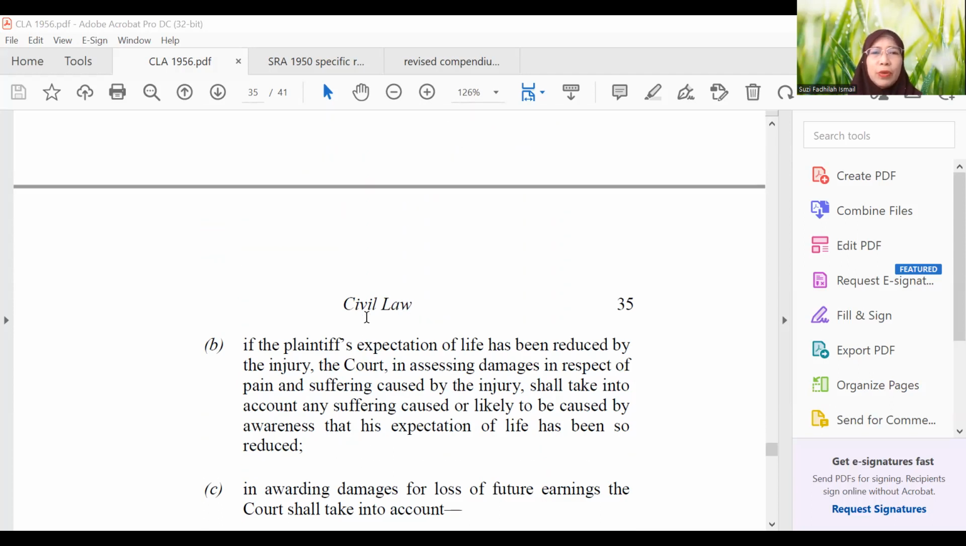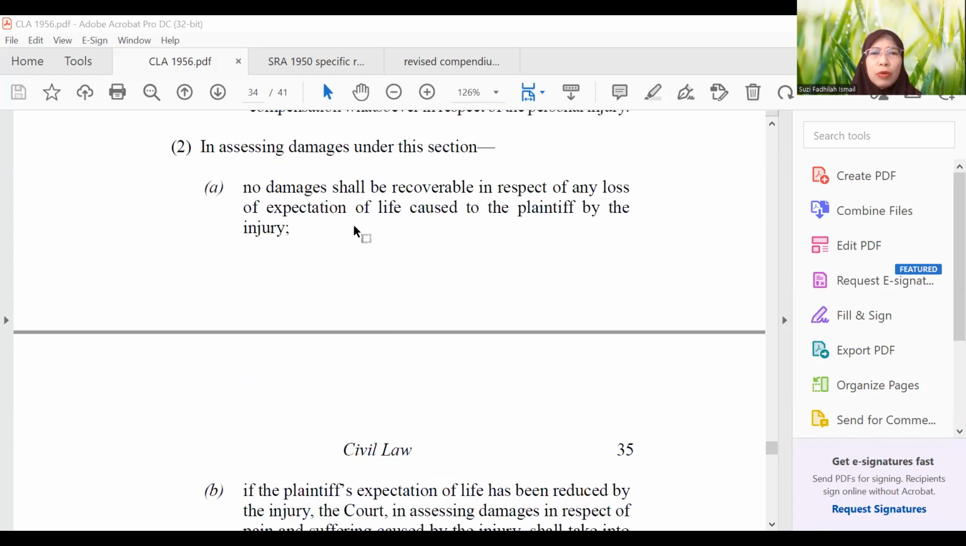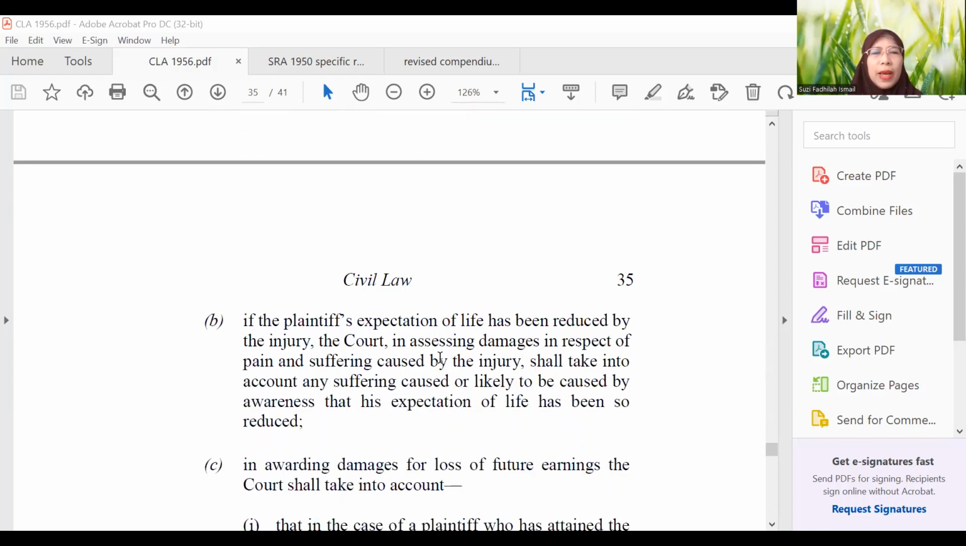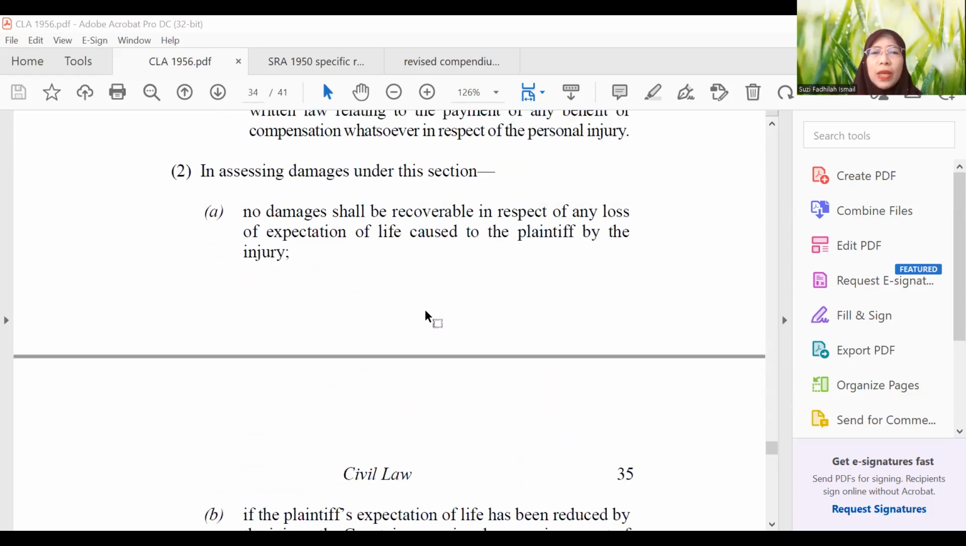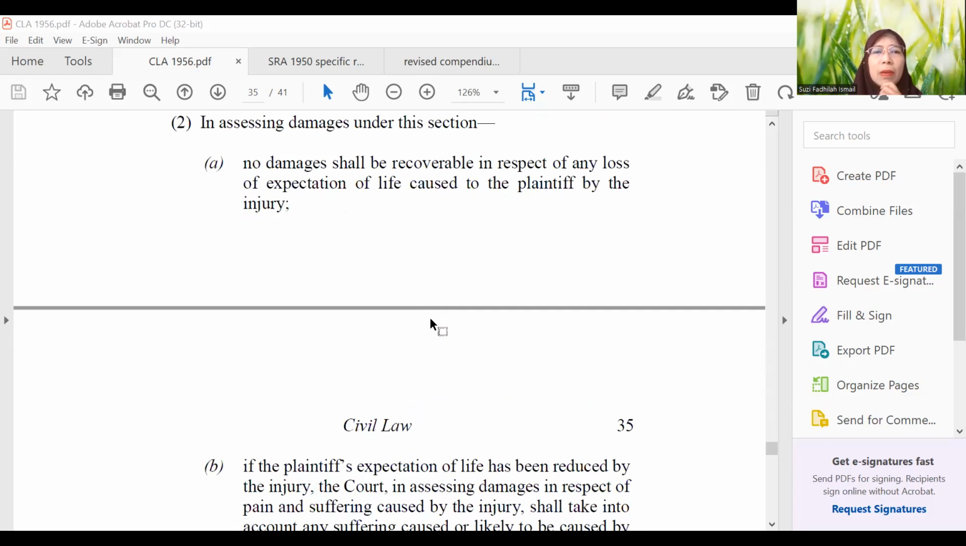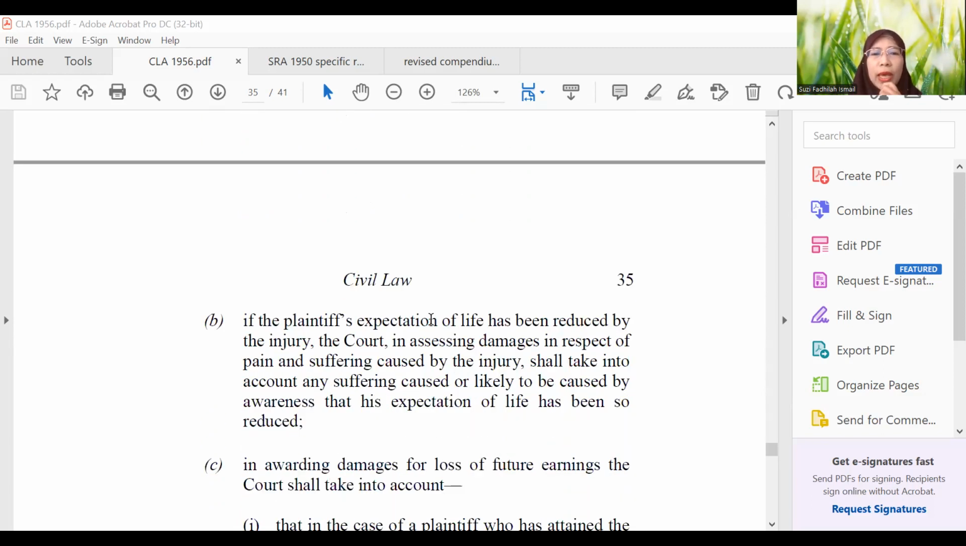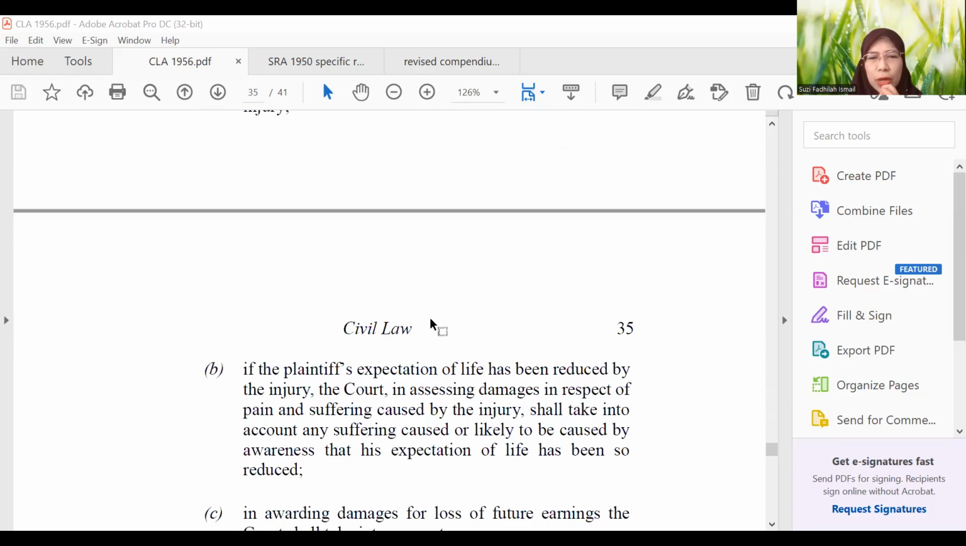So even though LOEOL is no longer allowed as a separate claim, it can be allowed as part of pain and suffering. Mental anguish here, knowing that the life has become shorter, could be part of pain and suffering, so the amount will be higher. It is included together in pain and suffering, and not as a separate head. So we go back to the slide, and we need to come back here again after this.